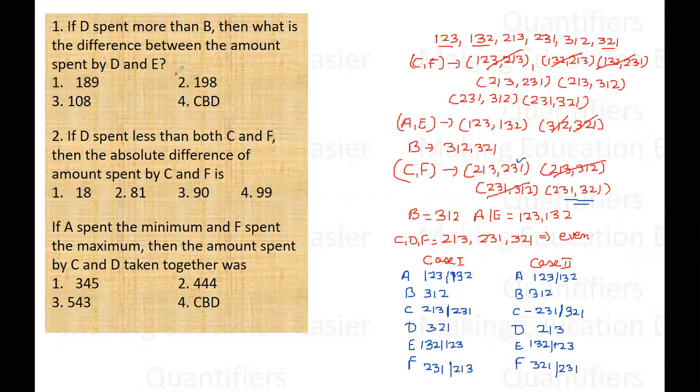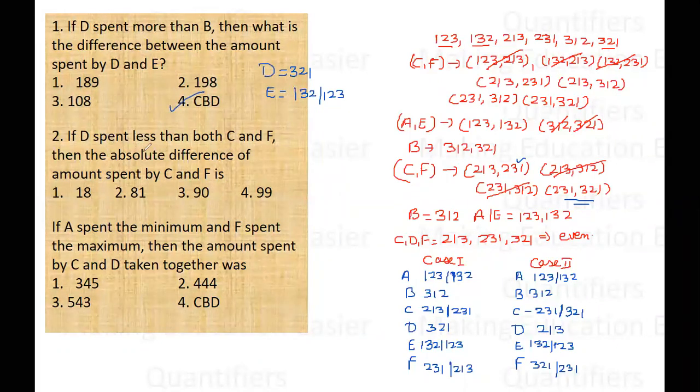The question says, what is the difference between the amount spent by D and E? Now we know that in this case D is spending 321, but still I do not know what amount E is spending. E can spend 132 or it can spend 123, right? In both the cases the difference will be different, so the answer is cannot be determined.